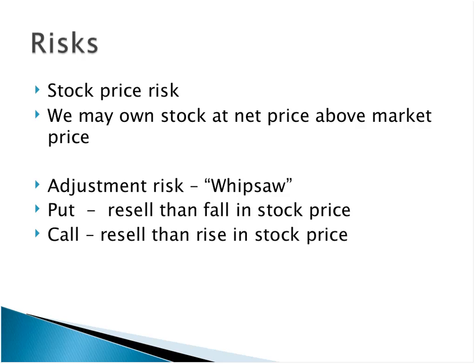The adjustment risk, what I call the whipsaw effect. For example, if we sell a put and the market starts to rally, and we decide to buy that put back and sell a put higher up in strike price, then suddenly the market tops out and sells off strongly. So you end up buying these stocks at a higher strike price than you initially had when you sold your first put. And the same thing can happen with a call.